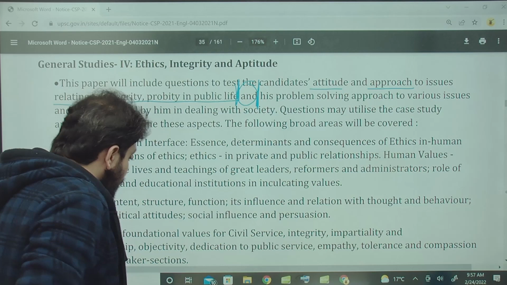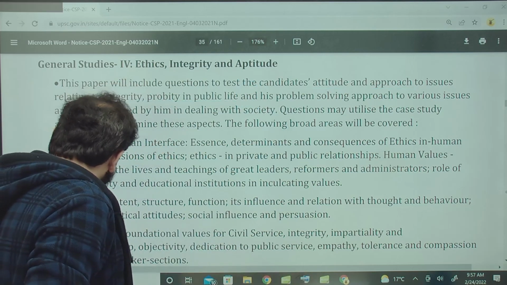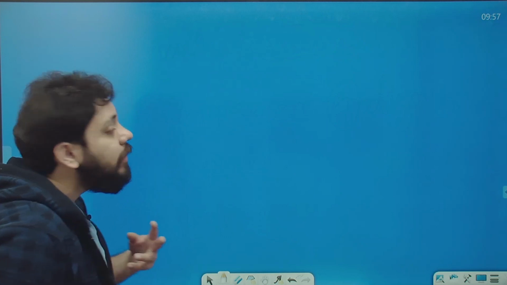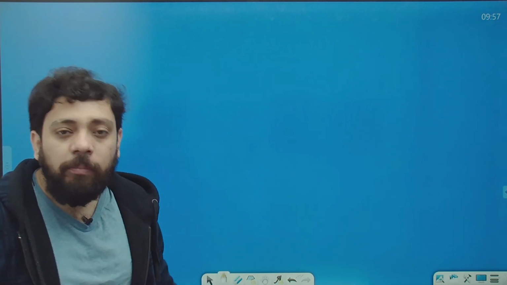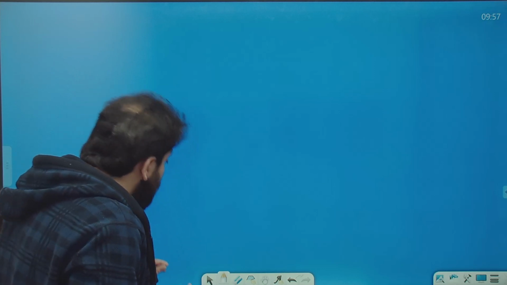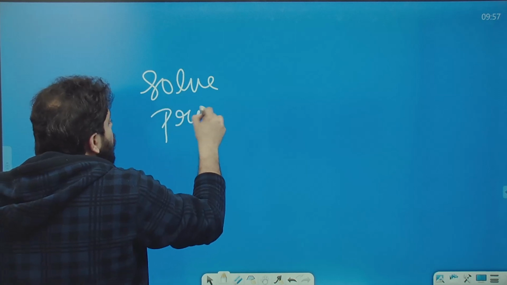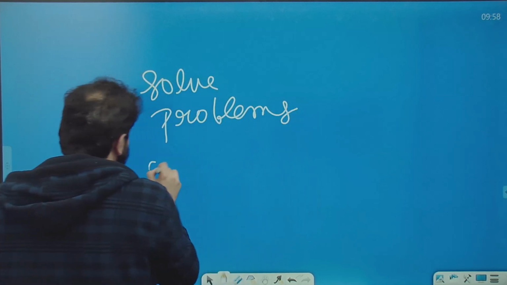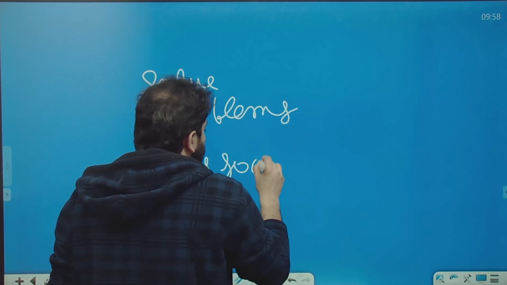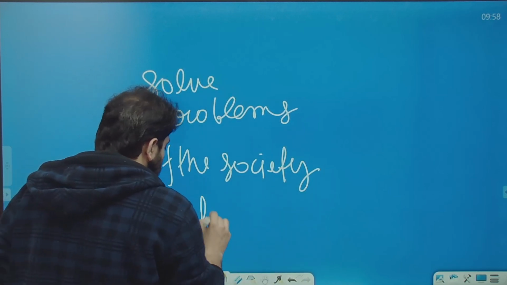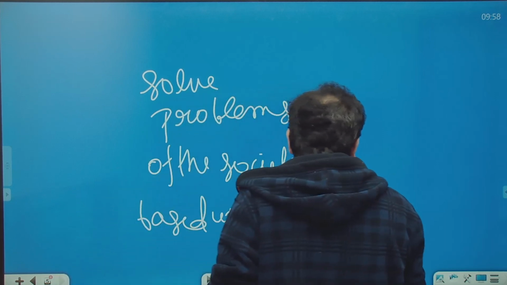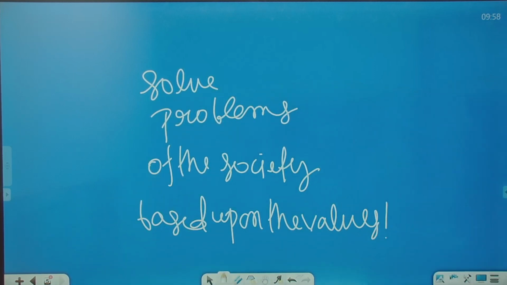The next part begins by saying that, let's say you have inculcated certain values in your life, you are an individual who is value based and driven by personal integrity, etc. The question now is, can you solve problems of the society based upon these values? This is the second part of our syllabus. Can you solve the real world problems? Can you solve the problems of the society, generally speaking, based upon these values?